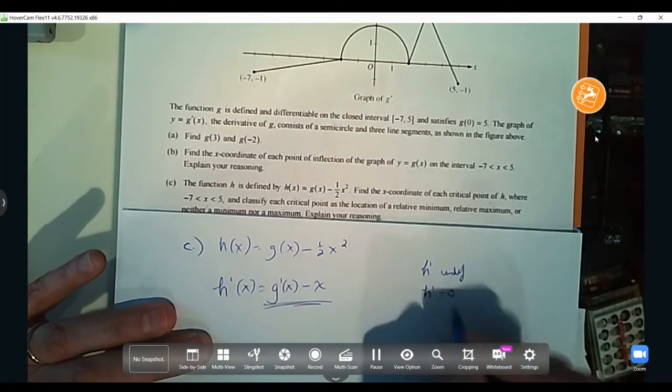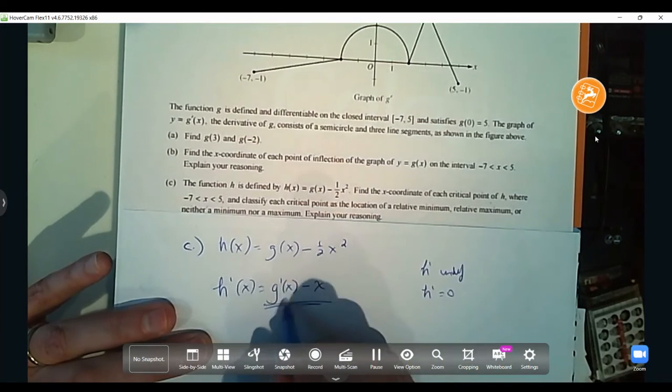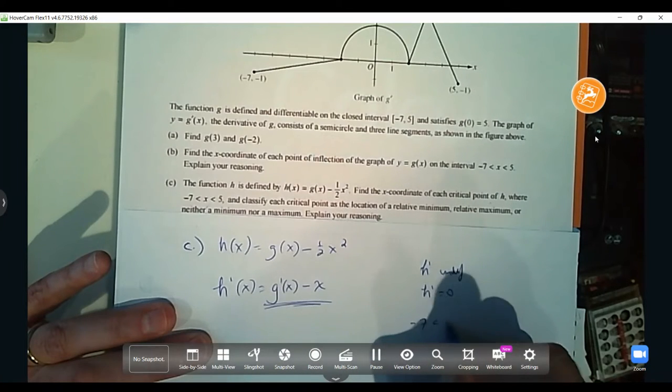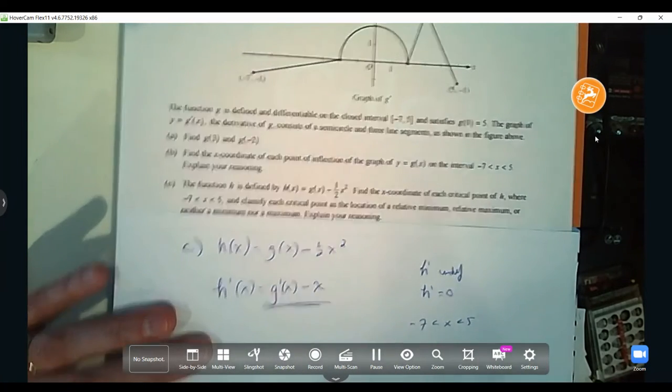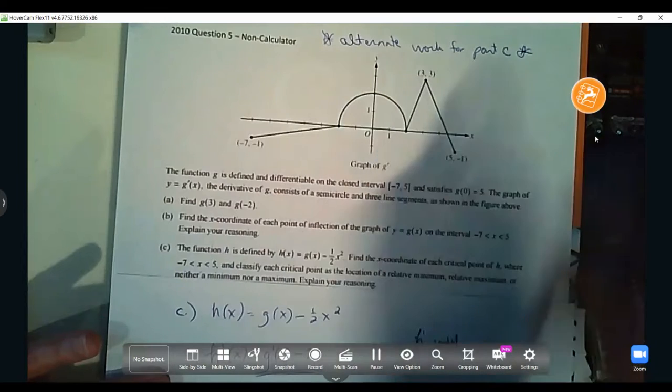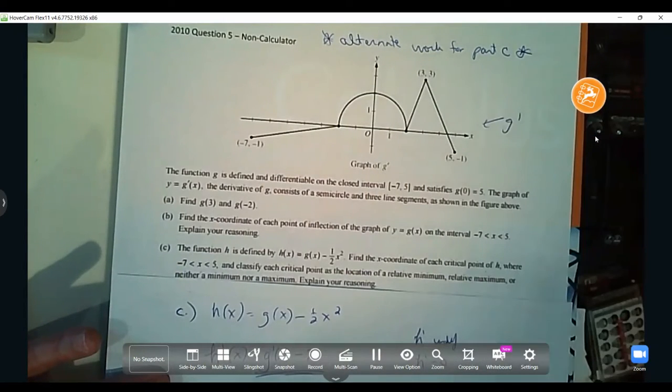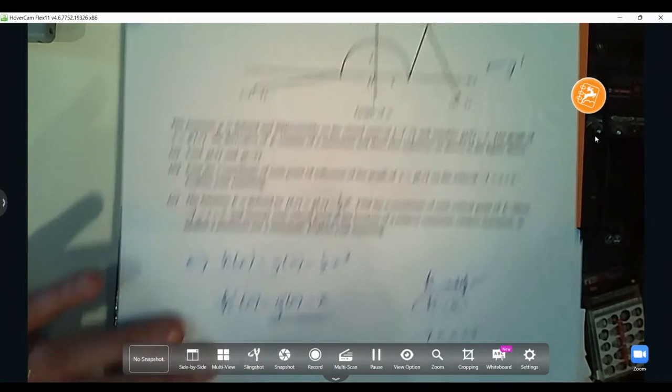this is our derivative. So g prime on the interval from -7 to 5 is never going to be undefined, because g prime is defined. This is g prime. And this is defined for all of those values in that open interval, so we're good to go there. We just need to find where this equals 0.